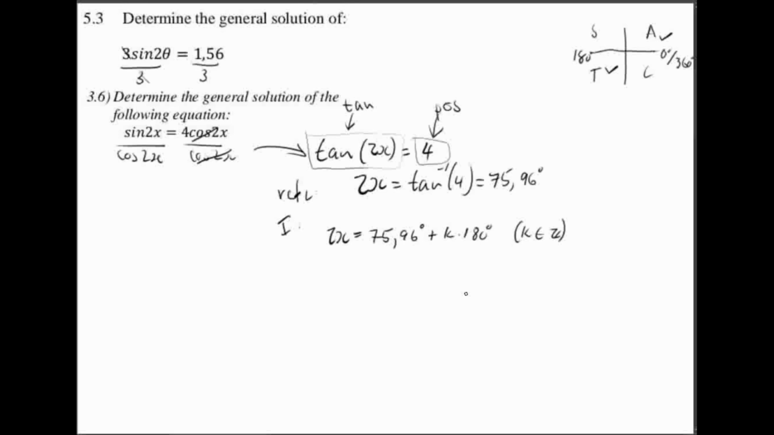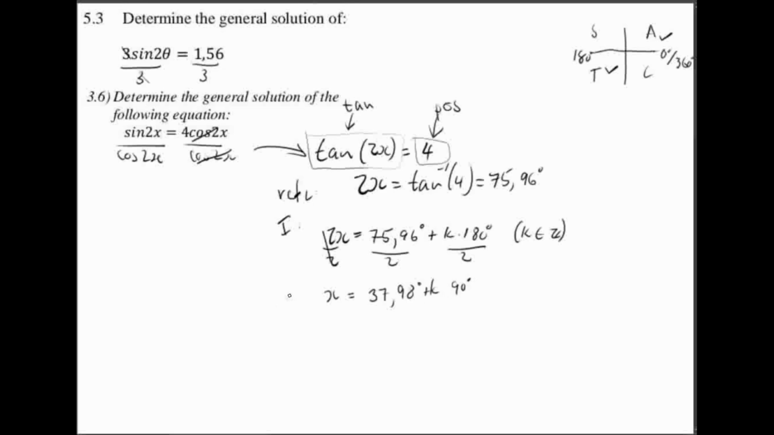That means the tan function repeats itself every 180 degrees. Your sine and cos has a period of 360. It repeats itself every 360 degrees. Tan is 180. So when you're dealing with tan, remember it's k times 180. If you have sine and cos, it's k times 360. Okay, great. What's next? Let's get rid of the 2, so we're dividing everything by 2. So x is equal to 37,98 degrees plus k times 90.